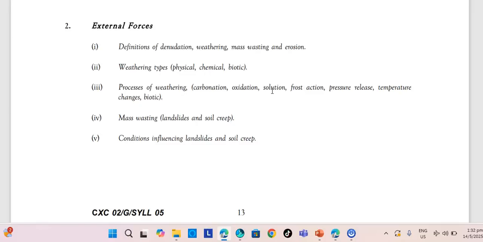Now we're going to look at mass wasting. And we're going to look at two types, landslides and soil creep. We're also going to look at the conditions influencing landslides and soil creep. Mass wasting, if you see any question on the geography paper asking about mass wasting, it is also called mass movement. And this is when rock, soil, or mud moves downhill because of gravity. This can happen slowly or quickly depending on the type.